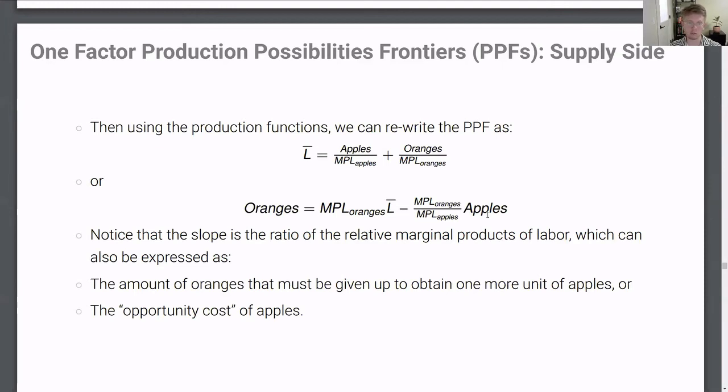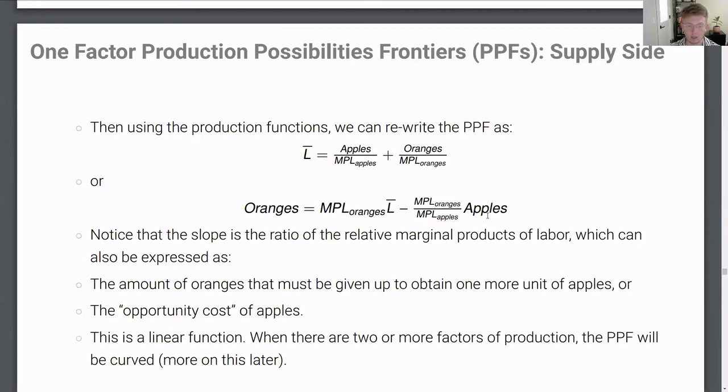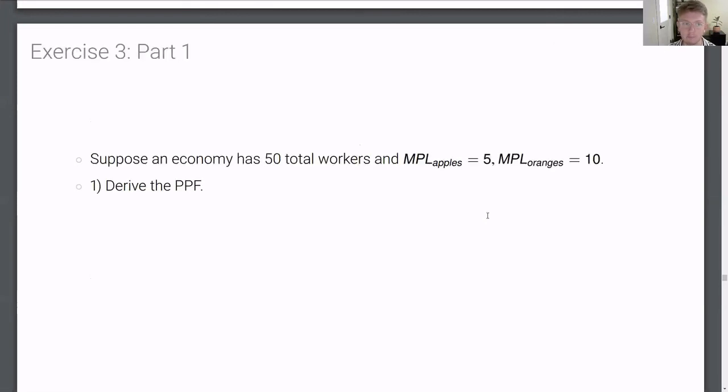And so what you can also think of that as is the amount of oranges that must be given up to obtain one more unit of apples, or in essence, the opportunity cost of apples. How many oranges you must discard if you want to gain one apple. So this is going to be a linear function. Our PPF is just going to look like a straight line. When there are two or more factors of production, the PPF will be curved, but we'll talk a little bit more about that later.